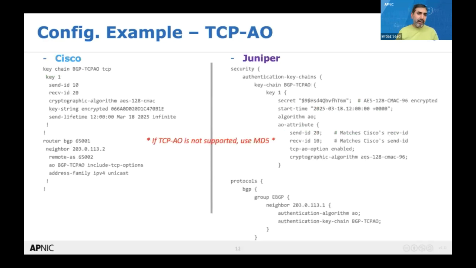There is another way: using TCP authentication if your device does not support MD5. If you use TCP authentication, you should use MD5. Otherwise, TCP authentication is the preferred option in this case. This is an example for Cisco and Juniper of how you can configure TCP authentication on these devices.